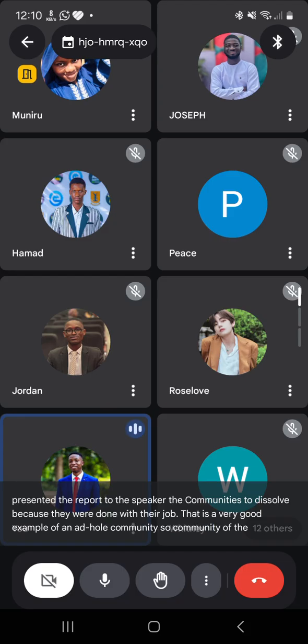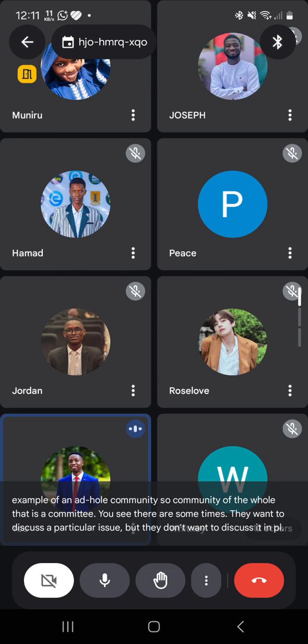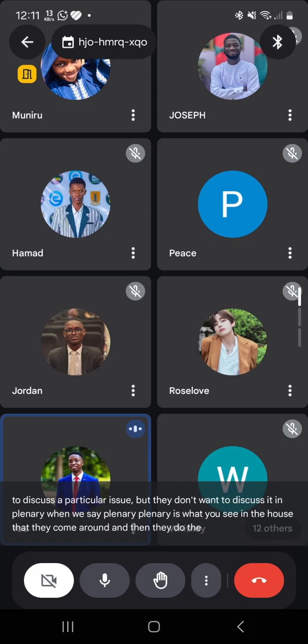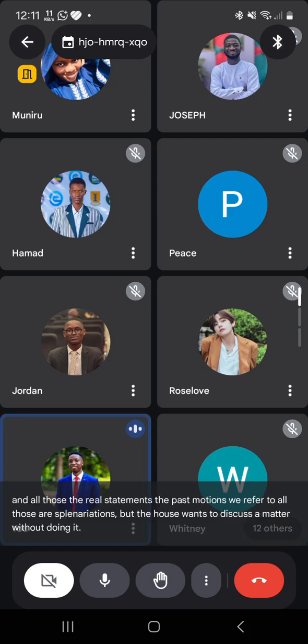So the committee of the whole is a committee. Sometimes they want to discuss a particular issue, but they don't want to discuss it in plenary. Plenary is what you see in the House, where they come around and do the voice vote, read statements, and pass motions. We refer to all those as plenary sessions. But if the House wants to discuss a matter without doing it in plenary, the best thing is that the House moves into a committee of the whole to discuss it.